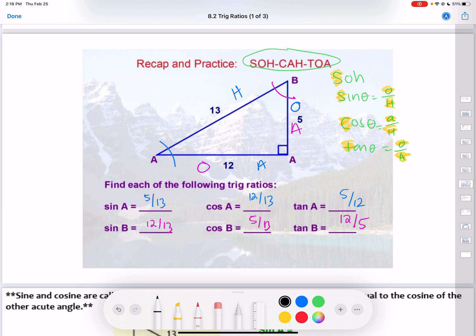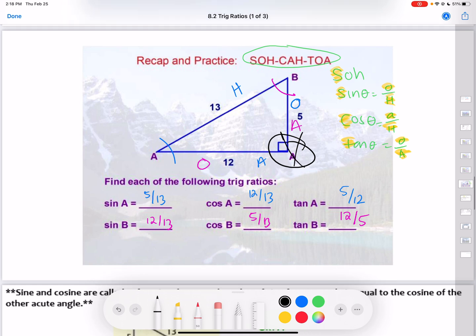So we're not ever going to use the right angle as a reference angle, because then things get kind of confusing, because your hypotenuse is also your opposite side. So we usually only use the other two angles as our reference angles.